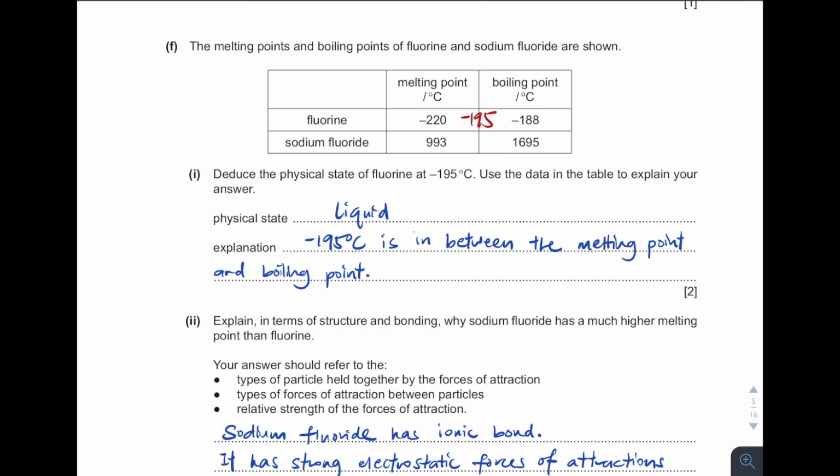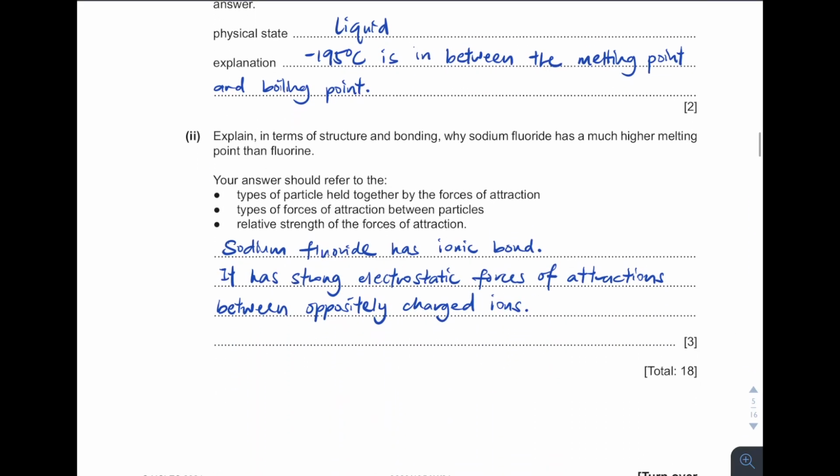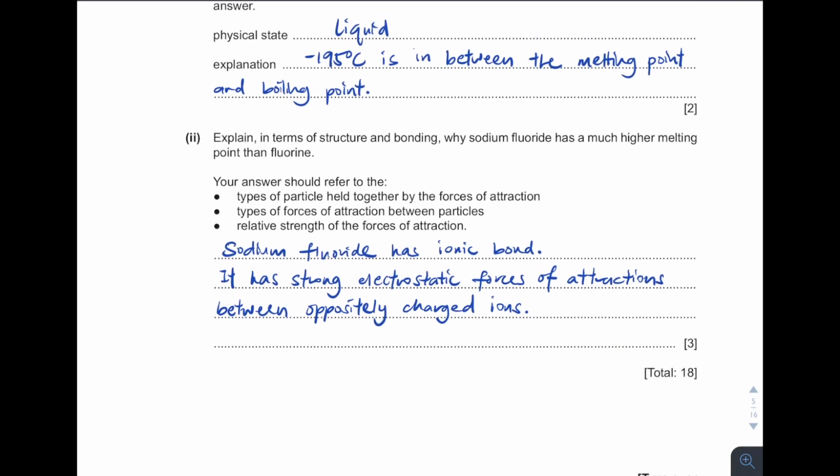Because at -195 degrees Celsius, it is in between the melting point and boiling point. That's it. Then, in terms of the structures and bonding, why does sodium fluoride have a much higher melting point than fluorine? Why? Can you notice the difference between sodium fluoride and fluorine?